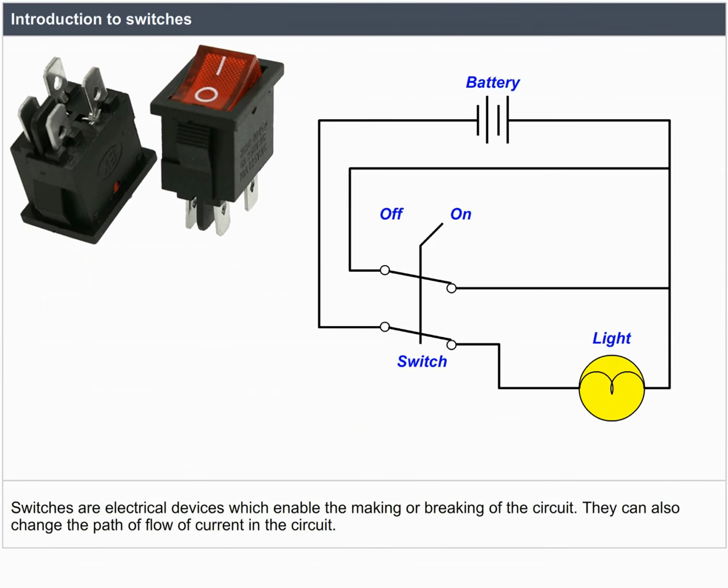Introduction to switches. Switches are electrical devices which enable the making or breaking of the circuit. They can also change the path or flow of current in the circuit.